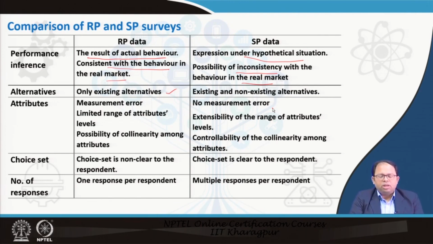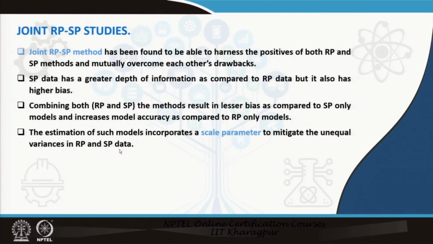The choice set is also not that clear in case of RP data, because the person may not be aware of all the choices that are available to him. Whereas in SP data, a person can see exactly what the choices available to him are, and then he can take a decision. And the number of responses could be only 1 in case of RP data, but in the case of SP data, we can have multiple responses.